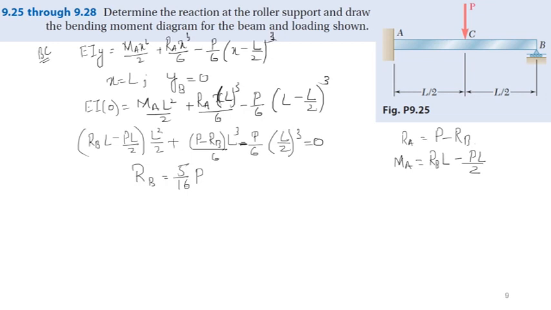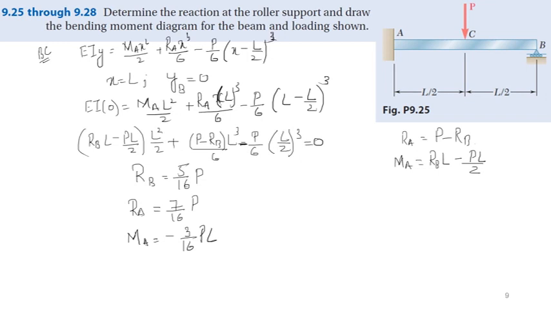Okay, and if you put in this equation P minus RB, RA will be equal to 11 by 16 times P, and the moment equation, the moment at A, by putting the value of RB, that is 5 by 16 PL minus P times L by 2. So moment about A will become roughly around minus 3 by 16 times PL.